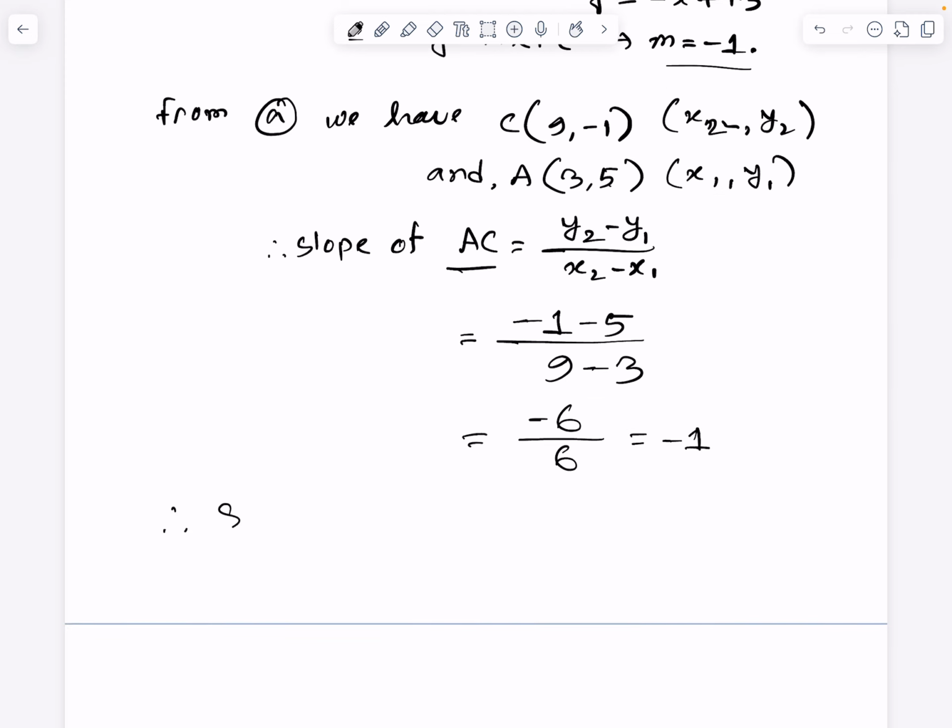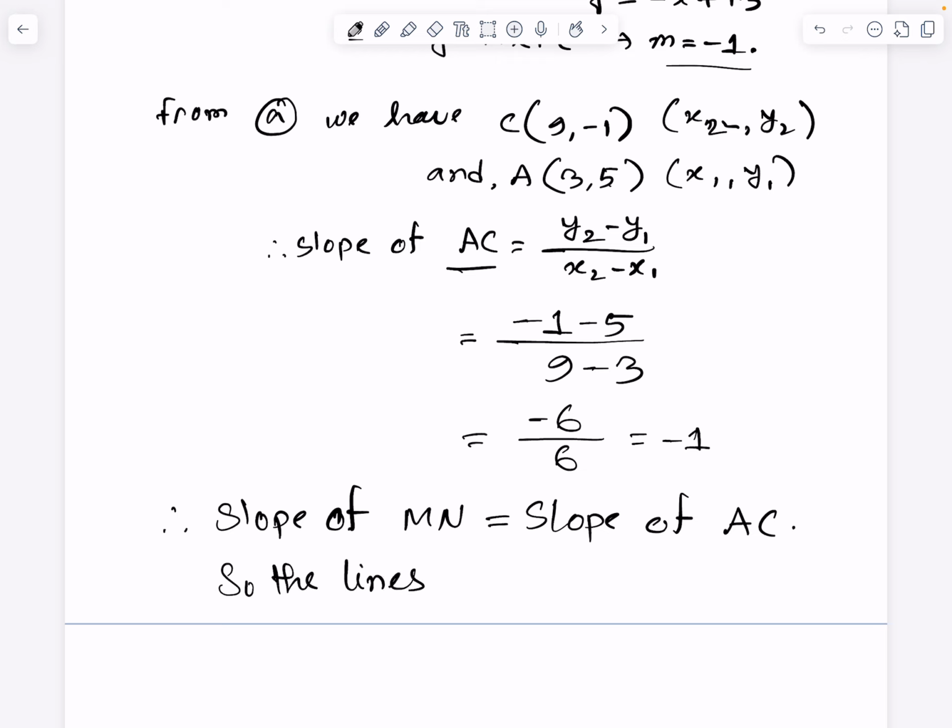So the slope of MN is equal to the slope of AC. So the lines are parallel.